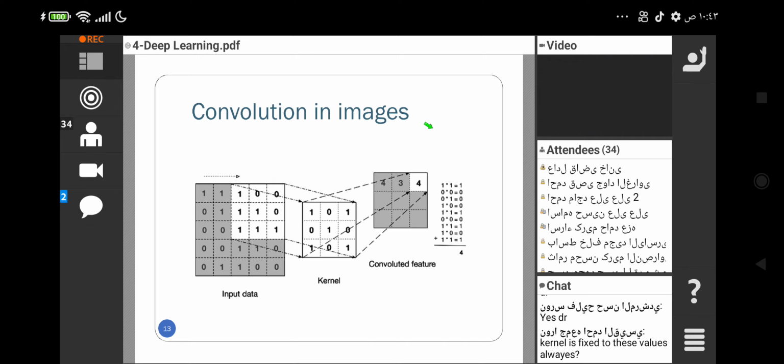You have a question. You ask whether the kernel is fixed to these values. No, no. The values that are in the kernel are not fixed. I will talk about this. This is a very important point about convolution, the values in the kernel.